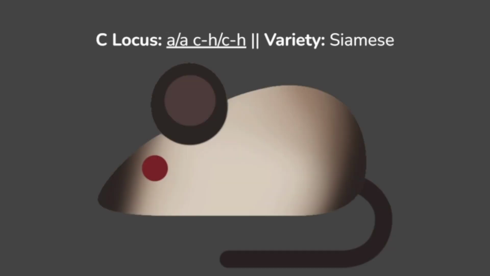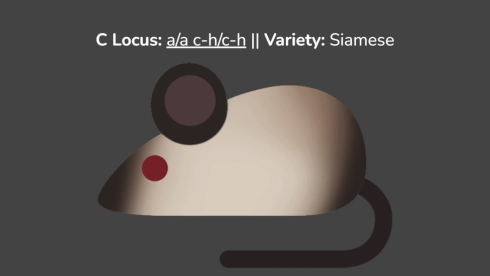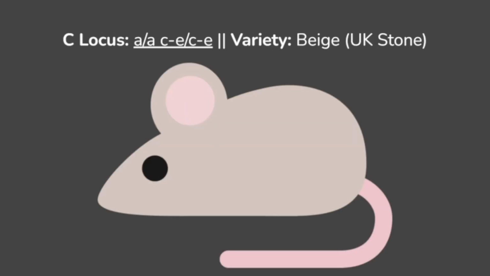There is Siamese, has two copies of C-CH, which stands for Himalayan, but most people just refer to this allele as the Siamese allele because Himalayan is also a variety. It can get a bit confusing. C-E stands for extreme dilute. In the US we call this beige. In the UK it's called stone.